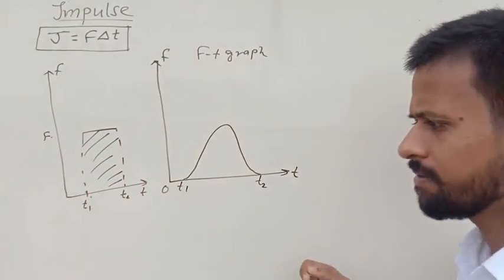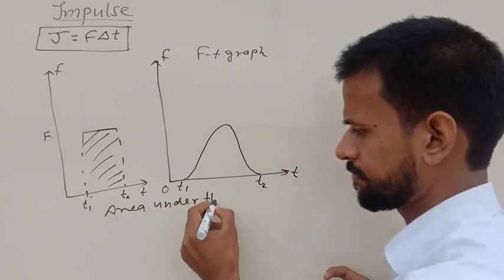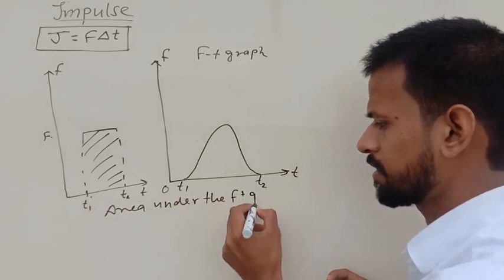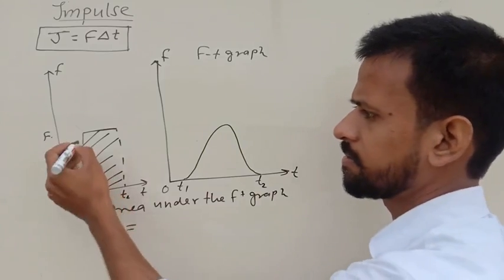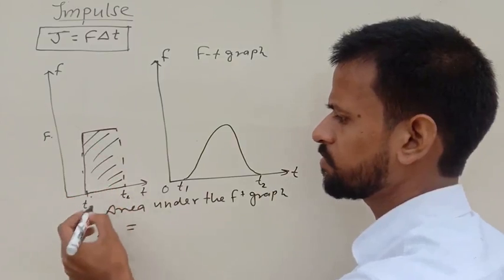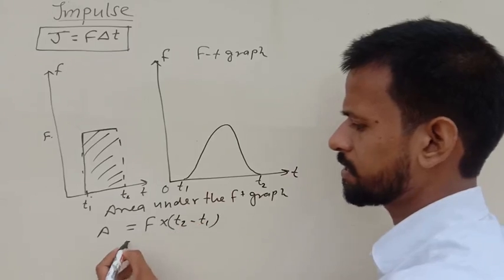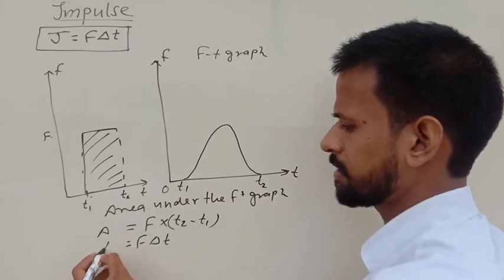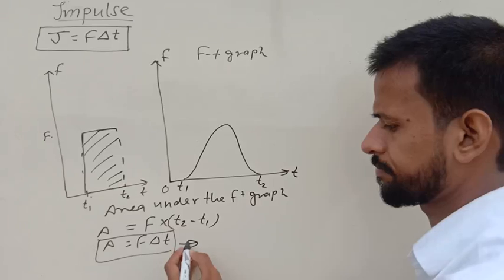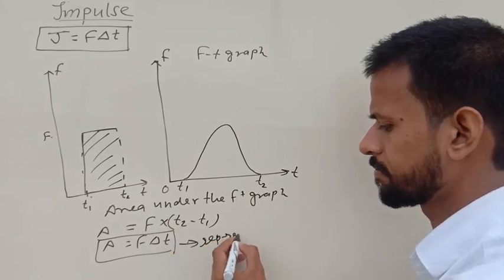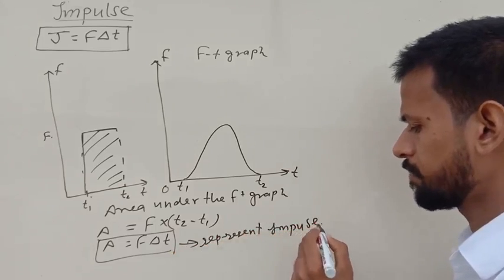Now if I want to calculate the area under the FT graph, this is A is equal to, this is F and this is T2 minus T1. So T2 minus T1 is del T, and this is area. So the area under the FT graph represents impulse. This is the impulse.